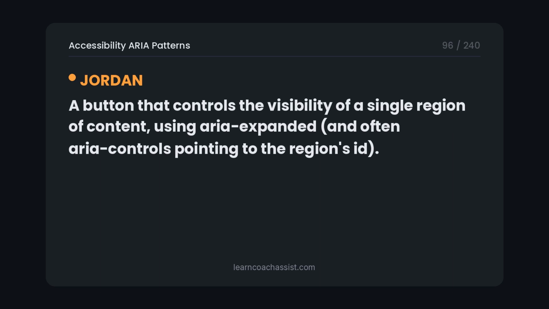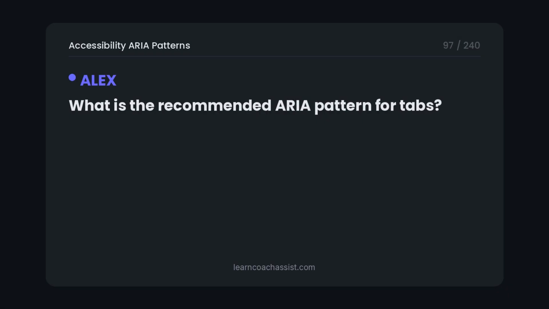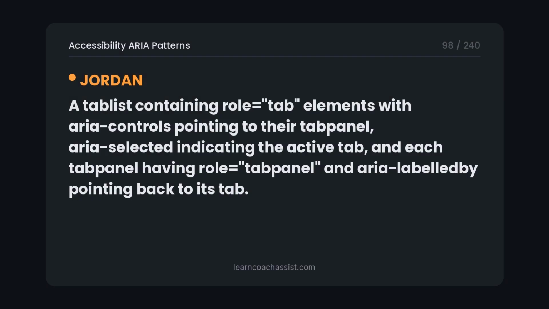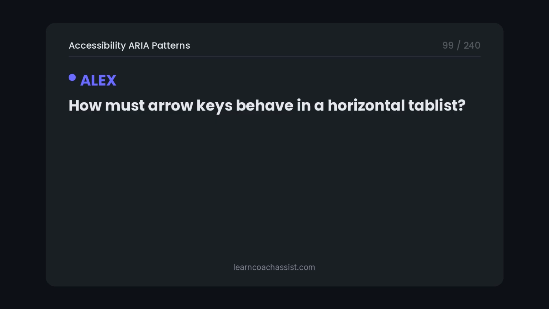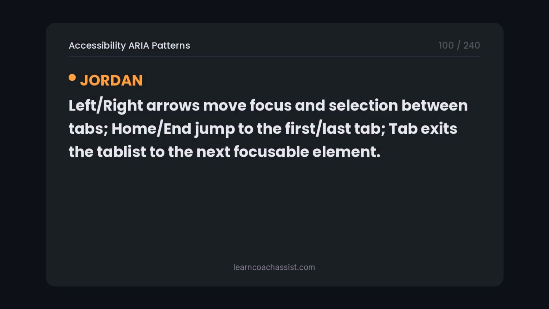What is the recommended ARIA pattern for tabs? A tab list containing role equals tab elements with ARIA controls pointing to their tab panel, ARIA selected indicating the active tab, and each tab panel having role equals tab panel and ARIA labeled by pointing back to its tab. How must arrow keys behave in a horizontal tab list? Left/right arrows move focus and selection between tabs. Home/end jump to the first/last tab. Tab exits the tab list to the next focusable element.